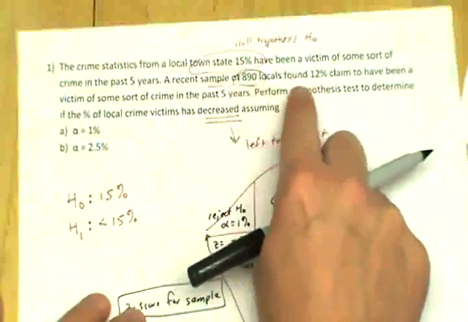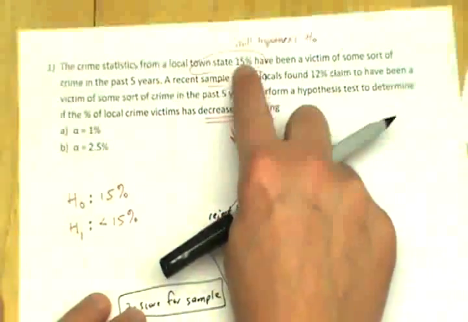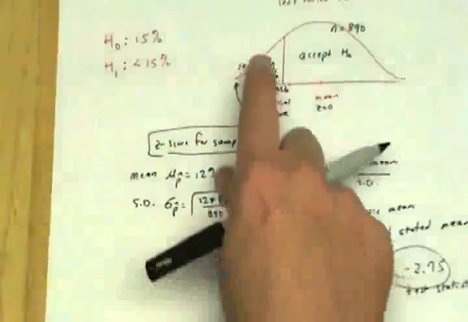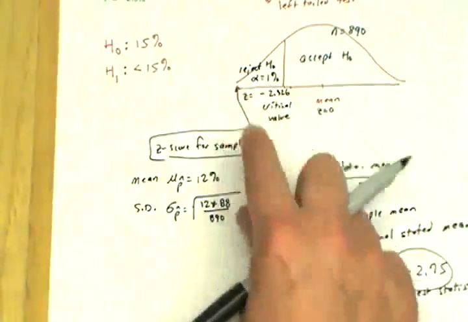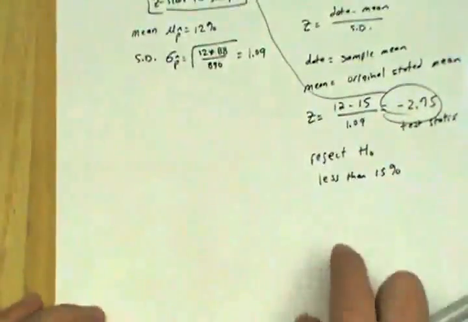More recently, they found 12. So you want to know, has the previously thought percentage gone down? And you're going to say, well, according to us, it has. It's gone past what we consider to be an acceptable difference, and we reject H0, which means it has decreased, so it's less than 15.